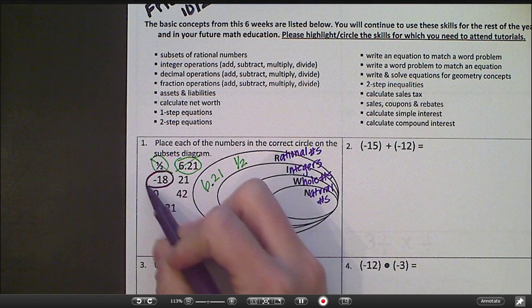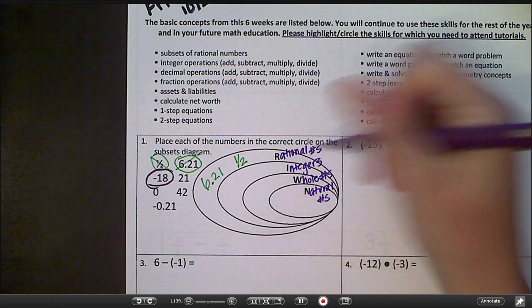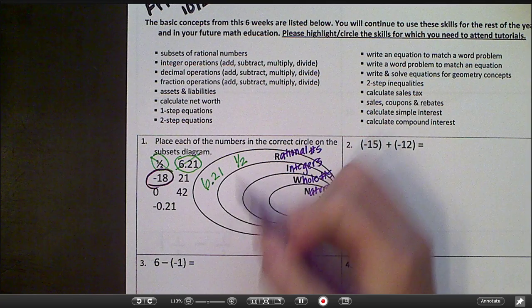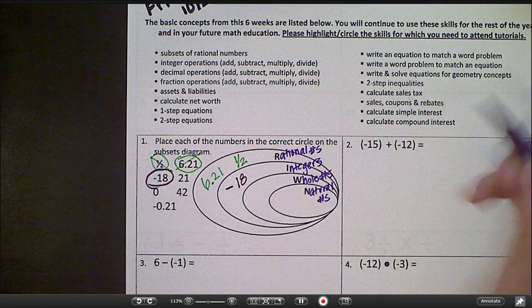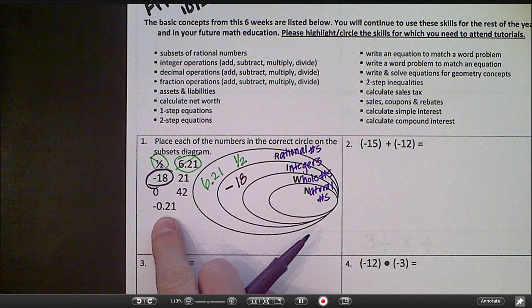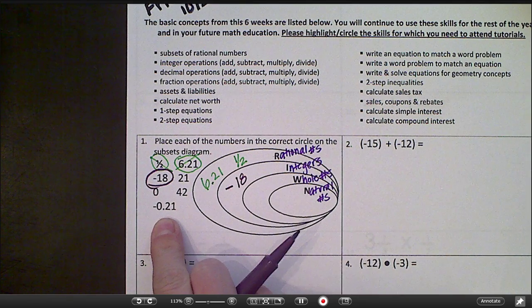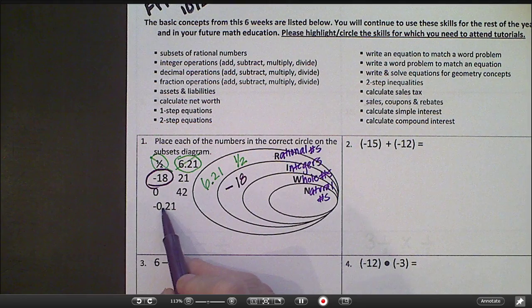And that's a negative. And anytime we have negatives, we put it in the integer bubble. Okay, this bubble right here. So we're going to put that negative 18. Now, we also have another negative. But what's wrong with that negative? It's not a whole number negative. It has a decimal in it.